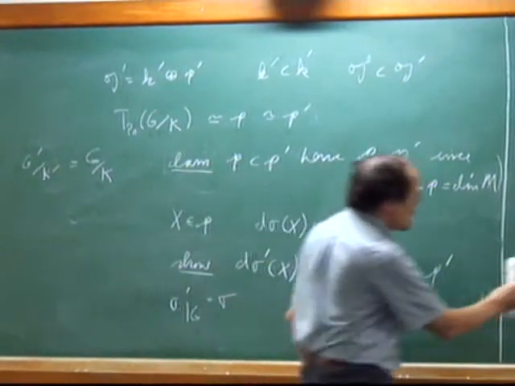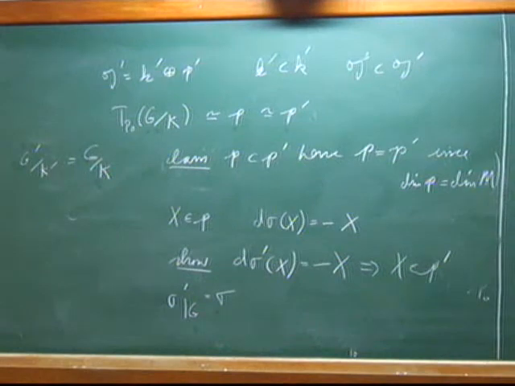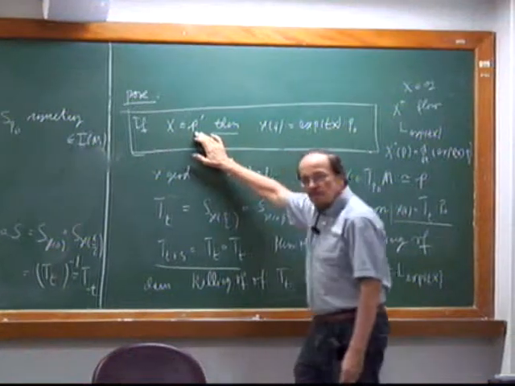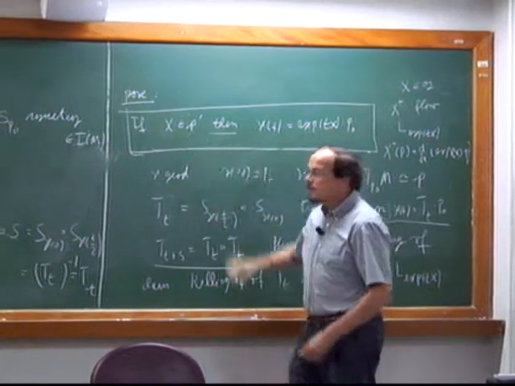Right? So if P is P prime, of course, then this statement right here is exactly what I want. Then X in P is in P prime, and that's what I want. Okay.